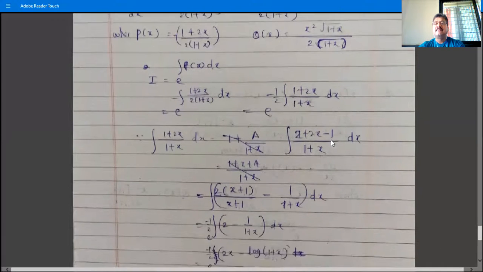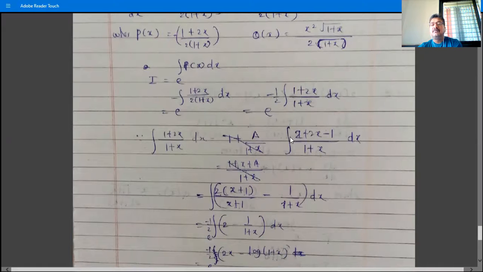And in order to find the integration of (1 plus 2x) divided by (1 plus x), we have to reduce this into partial fractions. So the adjustment is: write this, add 1 and subtract 1. So we have 1 plus 1 is 2, plus 2x minus 1. If you simplify this, 2 minus 1 becomes 1 plus 2x. So write the value of 1 plus 2x as 2 plus 2x minus 1.